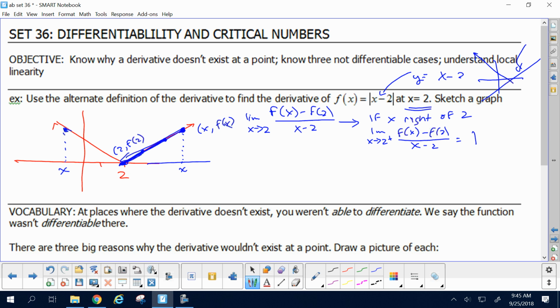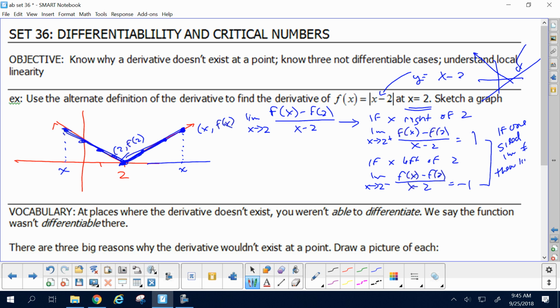Now, imagine if x is left of 2, in which case x is approaching 2 from below. If x is approaching 2 from below, what's the slope of this line? Negative 1. And as x gets closer, it's still negative 1, and so the limit is negative 1. Now, back to limit basics, if the one-sided limits are not equal, then the limit does not exist.